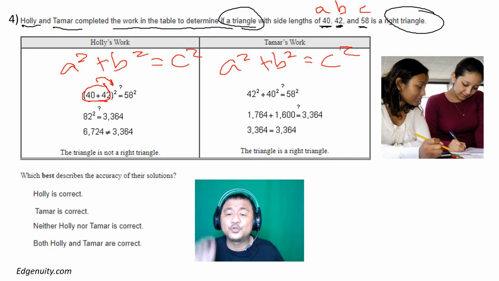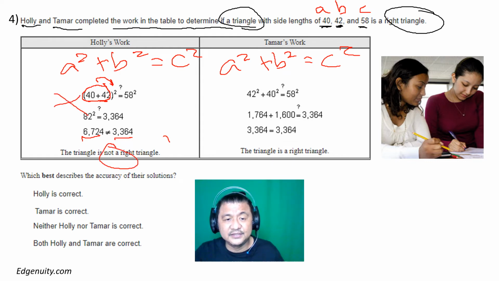No. You have to do the square separately. So she did not separate it. That's why, look, they're not the same. Therefore, she's saying it is not a right triangle. You started out wrong. That's why your answer is wrong.